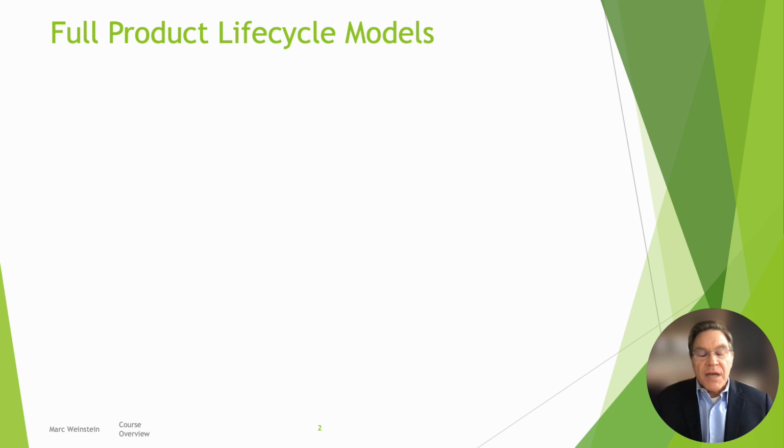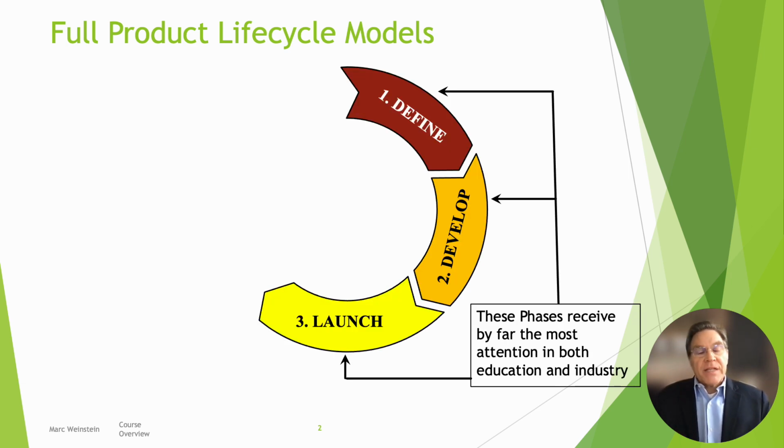We'll start the class by looking at product lifecycle models, which we will view as a closed circle with each iteration contributing to the next. Academia and industry typically look at these first three phases: product definition, product development, and product launch. However, if you think about the product life cycle, it could take only 6 to 9 months to get through these phases, and yet the product will continue to be sold for many years. So if we only focus on these first three phases, we will downplay the majority of the product life cycle.